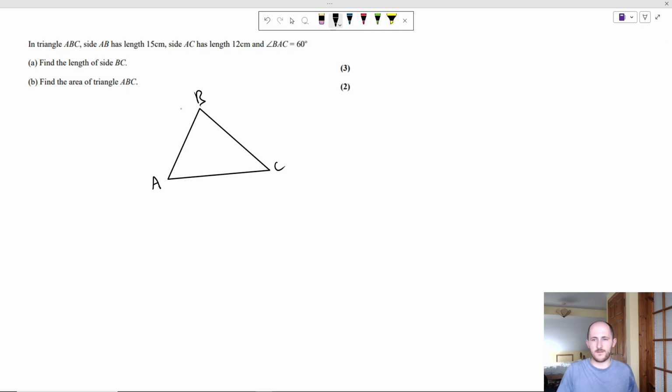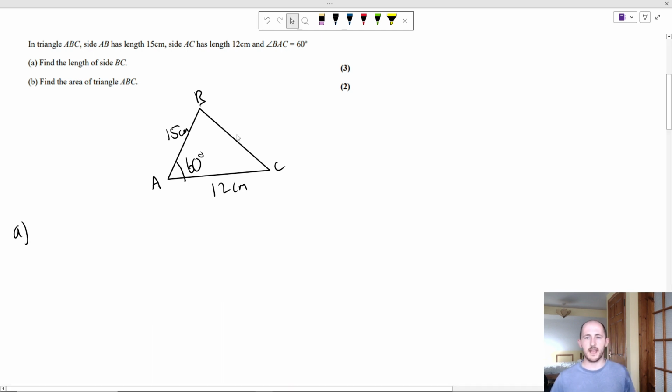AB has a length of 15 centimeters, so I'm just going to write 15 here. AC is a length 12, and then BAC, so that is the angle BAC. This one right here is 60 degrees. Okay, so we're going to put the centimeters here, here. And for part A, it says simply work out the side BC.